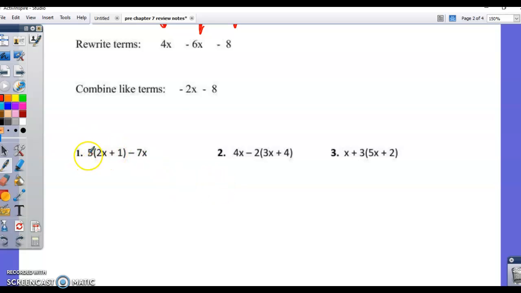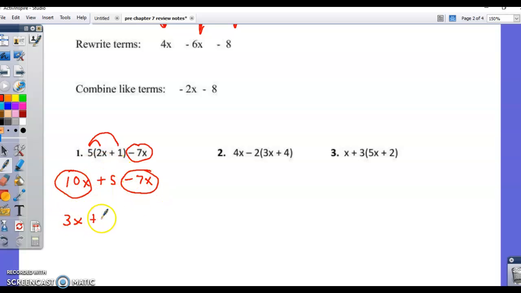So over here, you could use the box method, or you can just do the distributive property where you do 5 times 2x, which is 10x, 5 times 1, which is a positive 5, and then we bring down the negative 7x. And then our like terms, we have a 10x and a negative 7x, so 10 minus 7, or 10 plus a negative 7, would give us 3x, and we bring down the plus 5. That would be the final answer for that one.